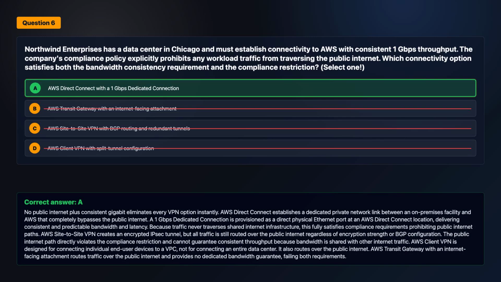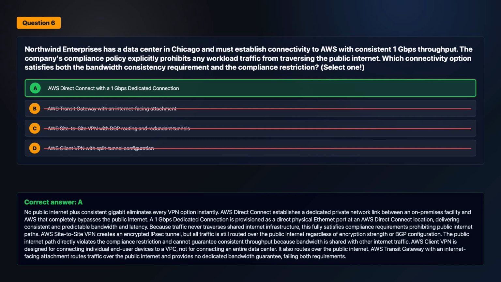The correct answer is option A. No public internet plus consistent gigabit eliminates every VPN option instantly. AWS Direct Connect establishes a dedicated private network link between an on-premises facility and AWS that completely bypasses the public internet. A 1 gigabit per second dedicated connection is provisioned as a direct physical Ethernet port at an AWS Direct Connect location, delivering consistent and predictable bandwidth and latency. Because traffic never traverses shared internet infrastructure, this fully satisfies compliance requirements prohibiting public internet paths.